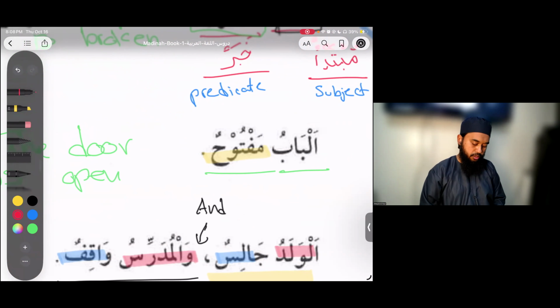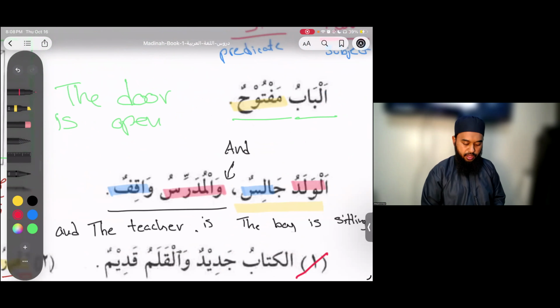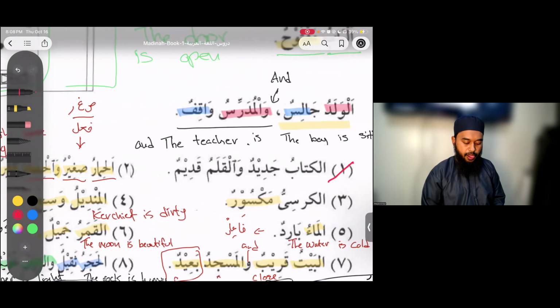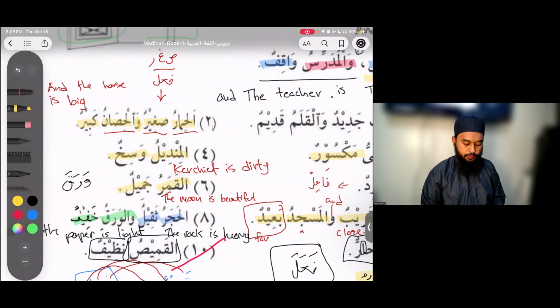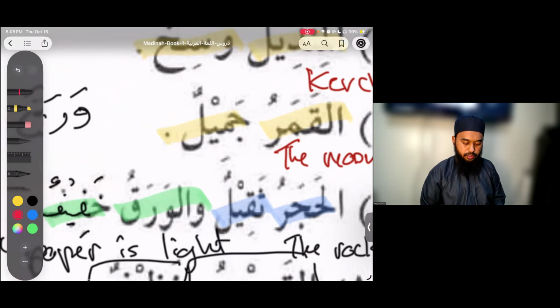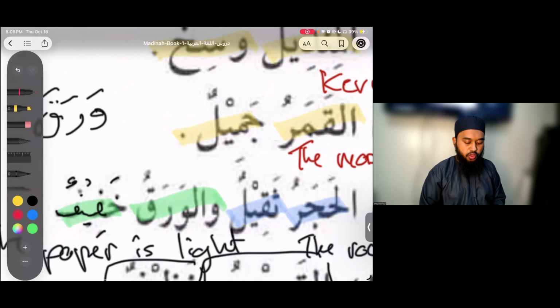The boy is sitting, and the teacher is standing. Waqif, which means to stand. The boy is sitting, and the teacher is standing. I'll give one to the people online. I'll give a hard one. Number 8. Can someone translate that? الحجر ثقيل والورق خفيف. We've done these words.